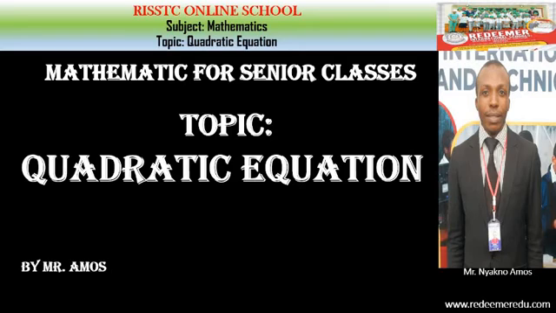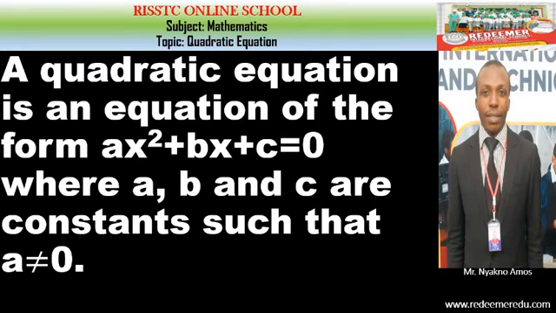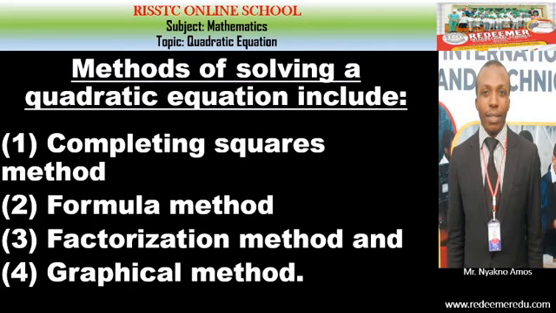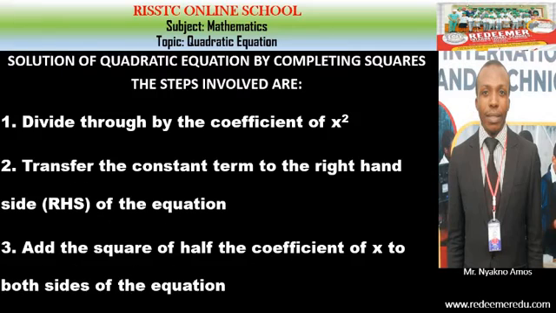I will be taking you on quadratic equation. Now let's get the definition. A quadratic equation is an equation of the form ax squared plus bx plus c is equal to 0, where a, b and c are constants such that a is not equal to 0. Methods of solving a quadratic equation include completing square method, formula method, factorization method, and graphical method. But for today's class, we will be taking quadratic equation by completing square method.